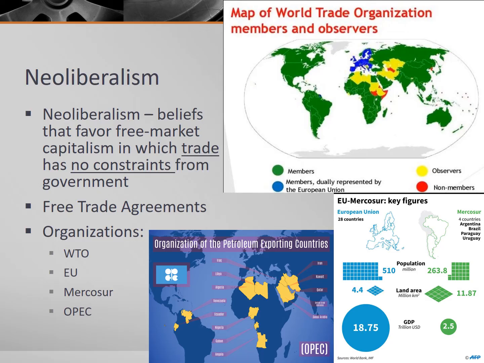Free trade agreements between countries have helped to remove or reduce barriers like tariffs and have promoted greater trade between member states. Free trade agreements also promote foreign investment in other countries, particularly in countries of the periphery and semi-periphery. So let's look at some of the organizations who have promoted greater amounts of free trade.